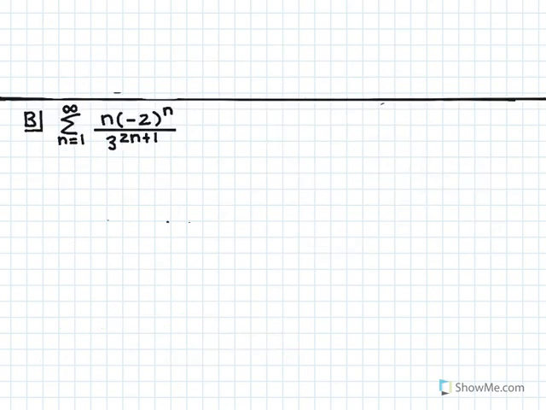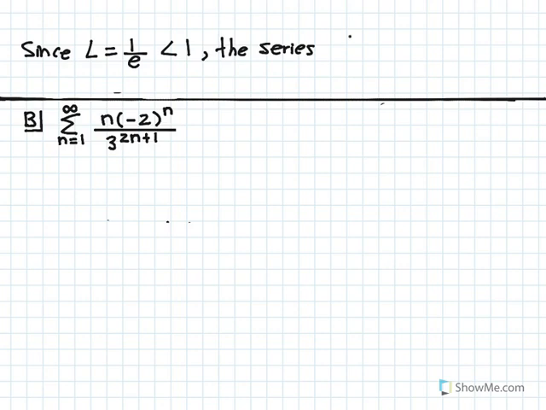So let's write that down. Since L is equal to 1 over e, which is less than 1, the given series, summation n equals 1 to infinity, n factorial divided by n to the power of n, converges by the ratio test.